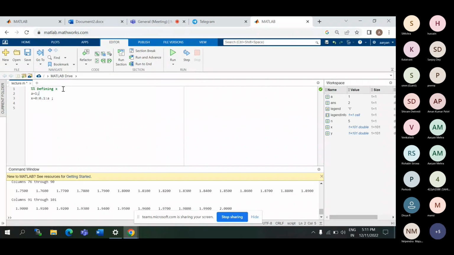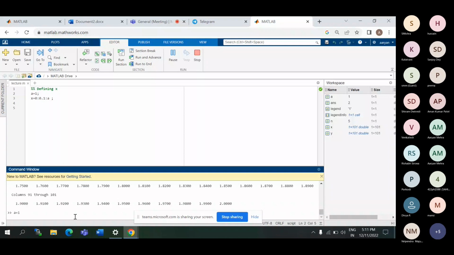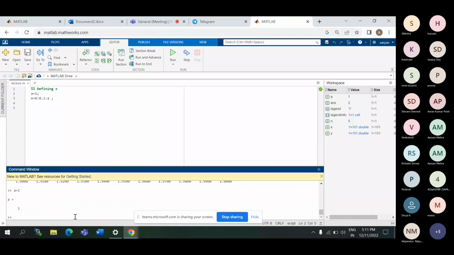I can give you a live example here. If I write in the command window a equals 1 and press enter, it shows me a equals 1. Can everyone see that? You can see in the command window a equals 1. MATLAB is giving me that answer. Right? Everyone can see, right?